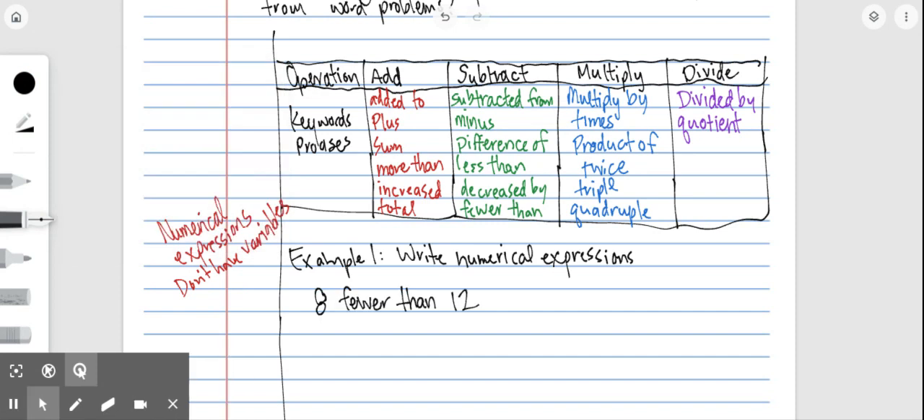Okay, so the phrase that we're starting with is 8 fewer than 12. Okay, so some things about this. First, I'm going to look and try and locate it in my table. Fewer than. Oh, hey, look, fewer than is right here. So it's a green or a subtraction word. Okay, so this means to subtract. I'm going to make a note of that over here. Subtract. Okay.